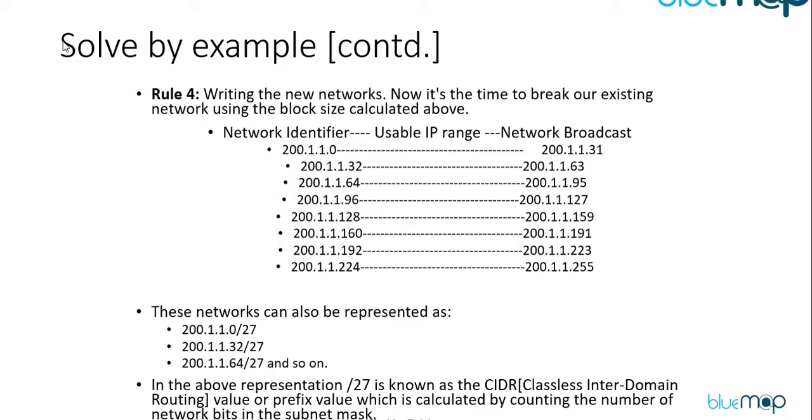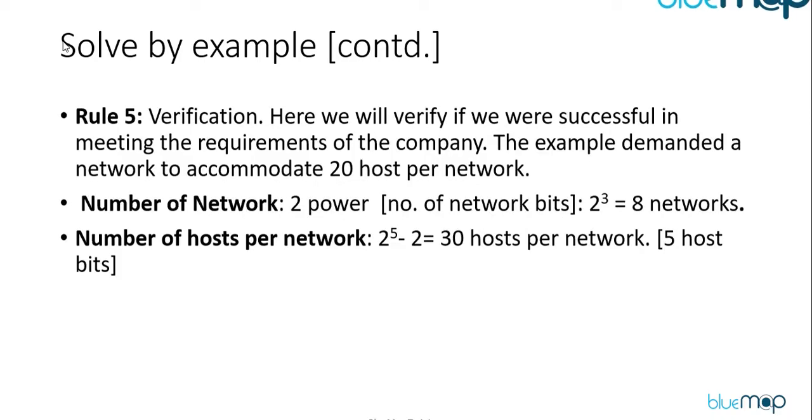But if you see, when you're writing the networks, we do not use the first and the last IP address, so we have to do a -2. The number of networks is 2 power the number of network bits, that is 2 raised to 3, that's equal to 8 networks, and number of hosts per network will be 2 raised to power 5 minus 2, that would be 30 hosts per network, because we had 5 host bits and the first and the last address we cannot use. So this was a very simple example of how we do subnetting.